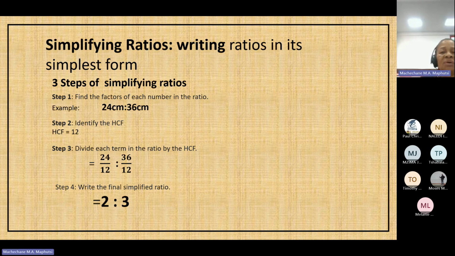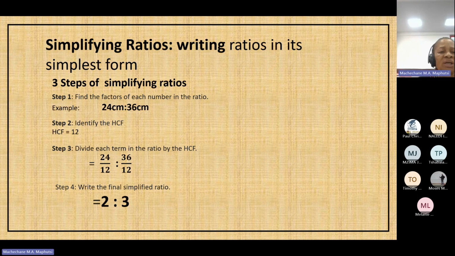So now I'm going to do ratios in 4 parts, but the first part that I'm going to start with is simplifying ratios. To simplify a ratio simply means to write a ratio in its simplest form. So how do we do that? I'm going to show you 4 steps of simplifying a ratio. Let's suppose you have to simplify the ratio 24 centimeters to 36 centimeters.